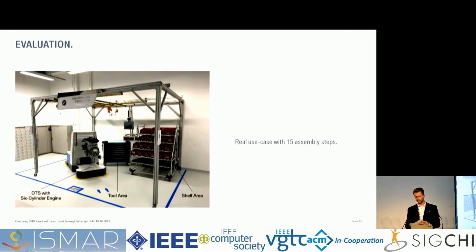In contrast to many other evaluations with a low-fidelity Lego Duplo task, we use a real engine assembly task with 15 steps and a real work environment corresponding to that which you can find in production. You can see here a driverless transport system with a 6-cylinder engine, a tool area, and a shelf area. So a trainee has to walk around all the time, pick up the parts, and assemble them on the engine.